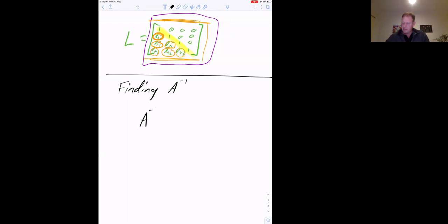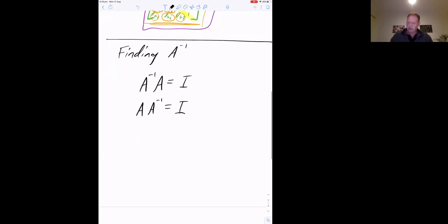Well, A inverse times A equals identity. But also we can write A times A inverse equals identity. We proved last week that it's the same: if you have a left inverse and you have a right inverse, it must be the same inverse. Okay.